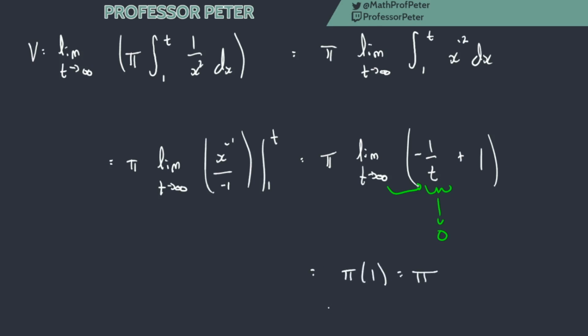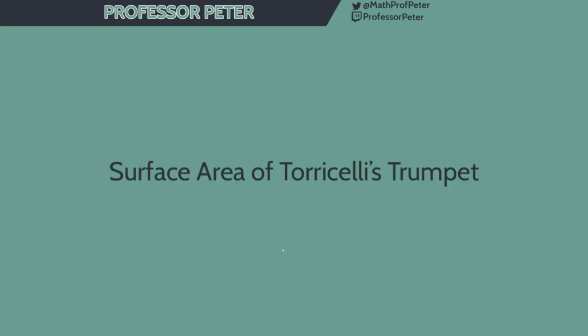The main result here isn't so much that the volume is specifically pi units cubed, it's that our volume is finite. It's some real number. That's the important part. Now what we'll do is we'll take a look at the surface area of Torricelli's trumpet using a similar kind of method.